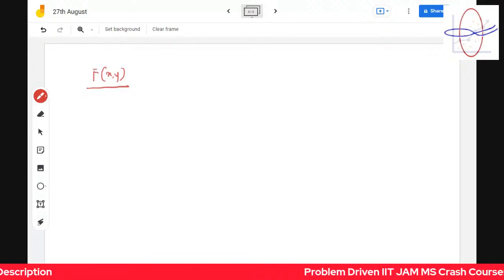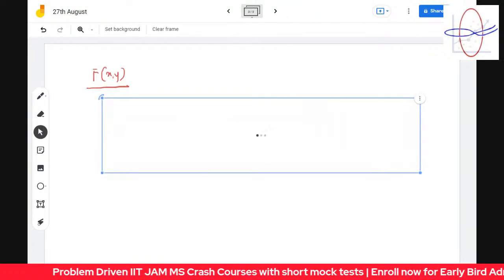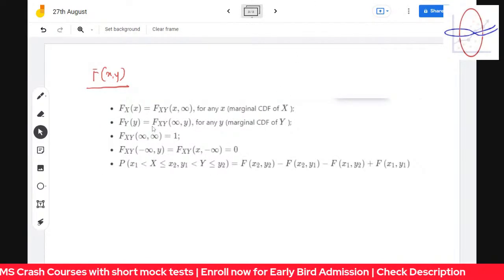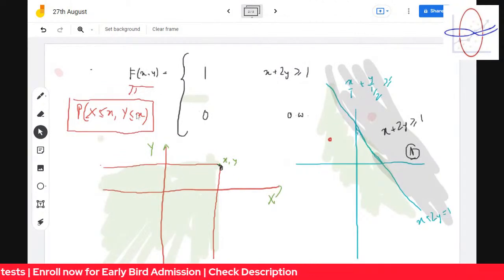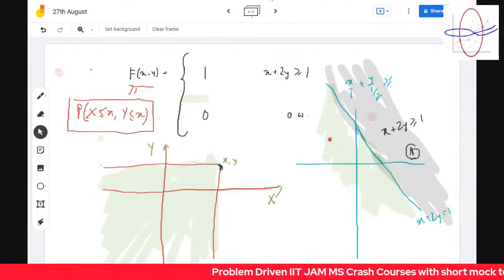Okay, these are the various basic properties of the joint distribution of two variables, and this is very important to know. So it's F of x comma y. We can find the marginal distribution just by putting x equal to infinity or y equal to infinity. If we put x equal to infinity, F of x comma y is just 1.